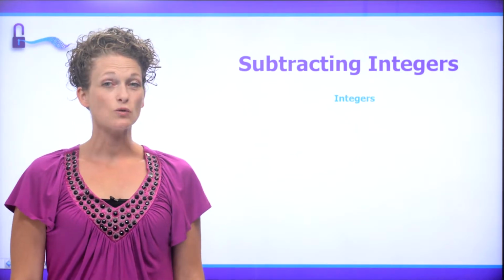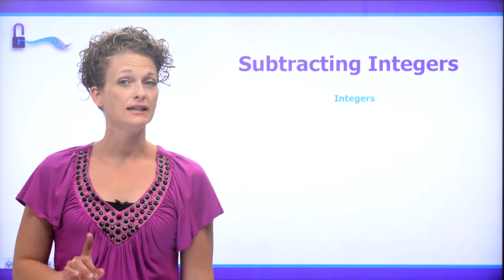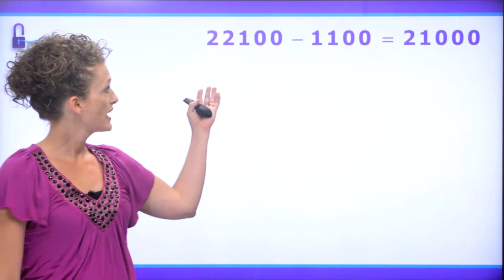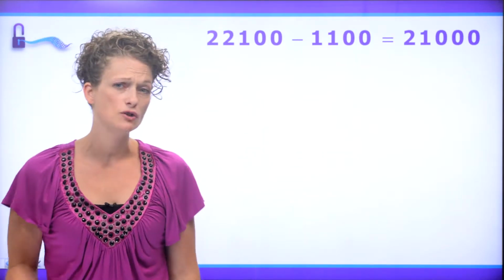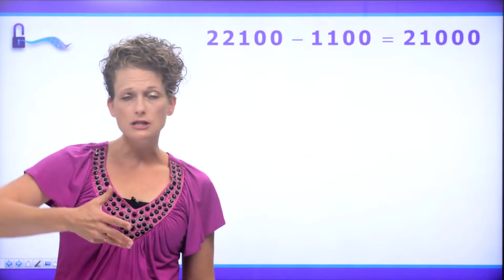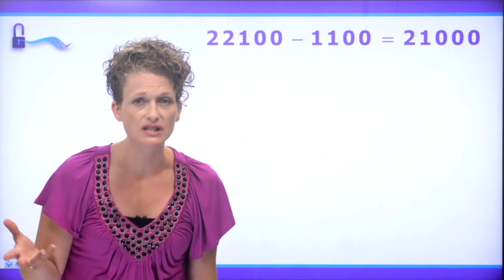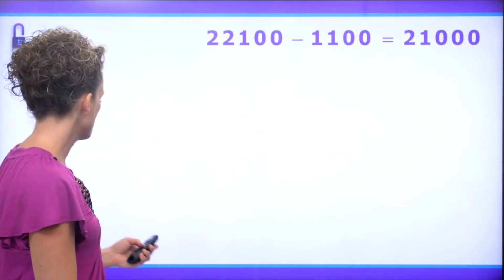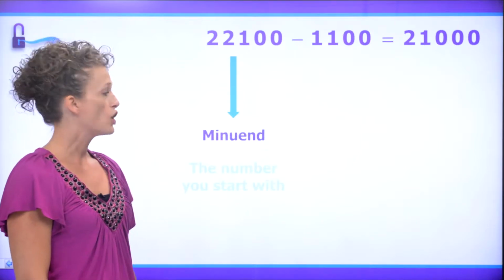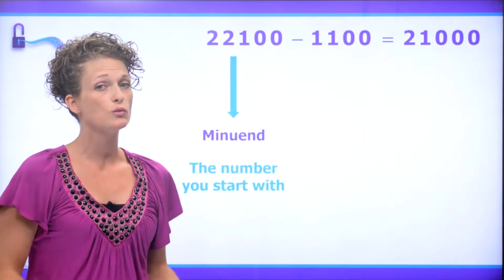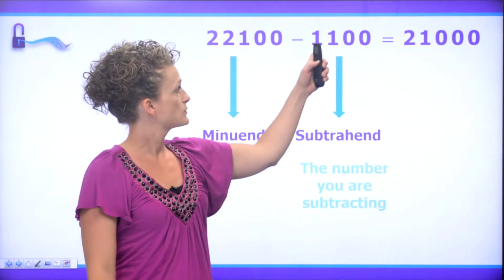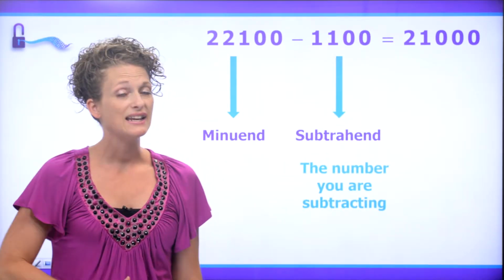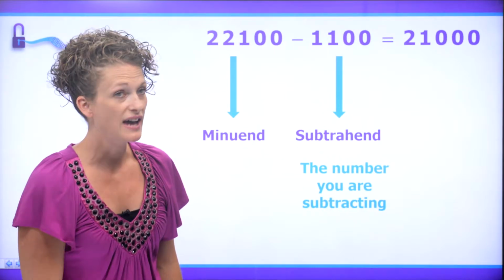In today's lesson, we're going to talk about subtracting integers. Now here's a subtraction question, and there are a few names that you need to be aware of. Mathematicians are always giving special names to everything, and this is no different. So the very first name is called the minuend, and it is simply the word used for the number that you start with. Now this is called the subtrahend, and it's the number that you're actually subtracting.